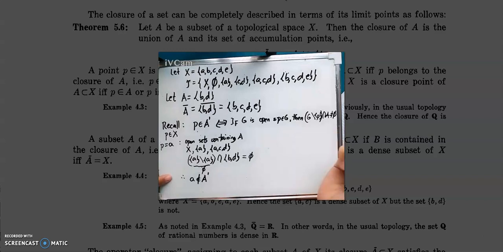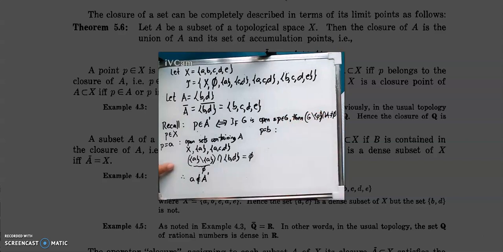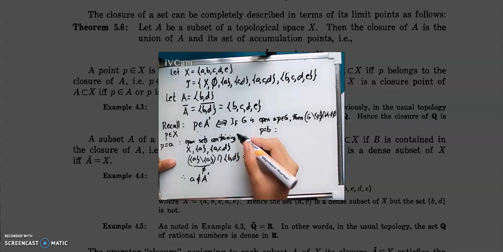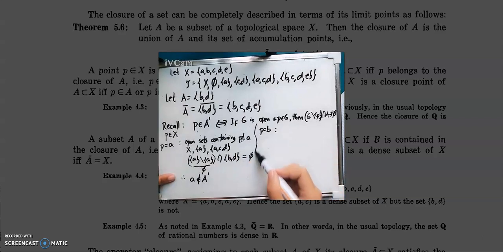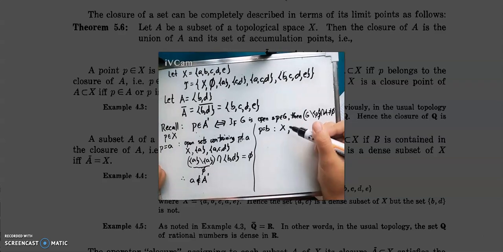Now, let's test for B. When P is equal to B, we look at the open sets containing B. Oh, by the way, earlier this was containing point A, excuse me for a while. So, open sets containing point B, of course, we have X. Then, what else? We have the set B, C, D, E.